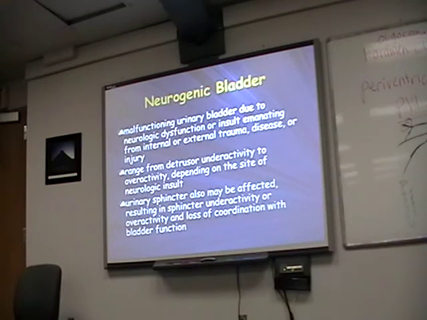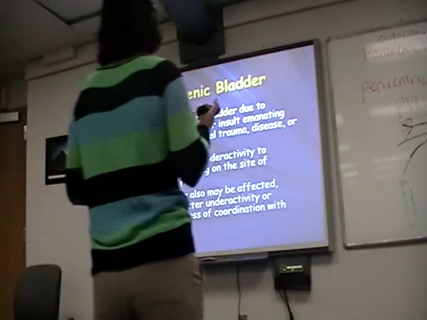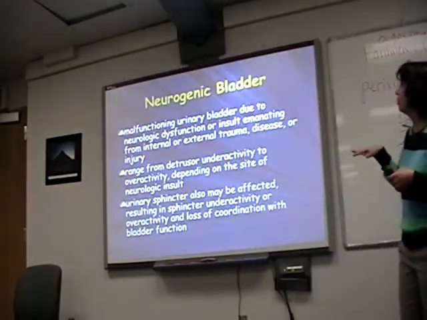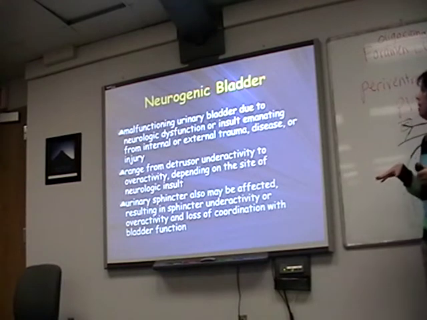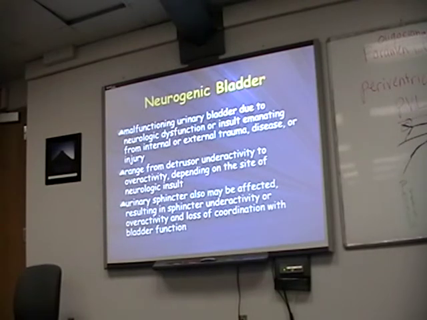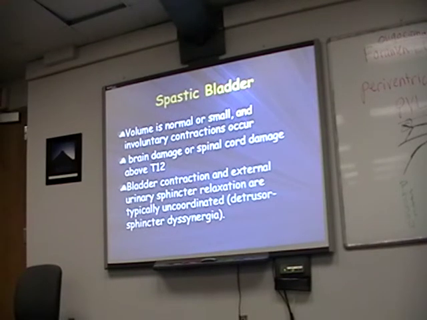or the reverse if we're in the sympathetic mode. So basically, when we talk about neurogenic bladder, we're talking about some type of neurologic insult to the parasympathetic and sympathetic control of the sphincter and of the actual bladder muscle. So let's go to spastic bladder.